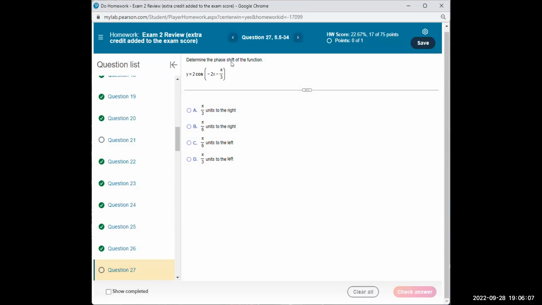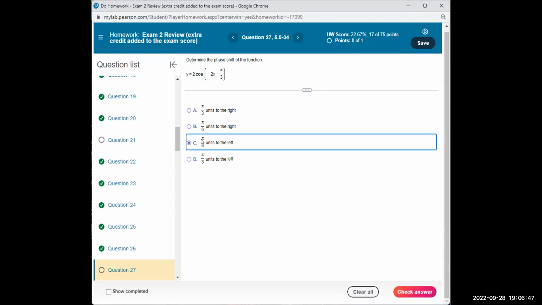Okay, here we have the phase shift is what we're looking for. Now this negative is going to come into play here, okay? Because normally you would have the negative distributed through, and so when we factor the negative out, it's going to be plus pi over 3. So that's going to be to the left, and we're dividing by this constant in front. So it's going to be pi divided by 6, because you have negative pi over 3 divided by negative 2 is going to be pi over 6. And since it's positive, it's going to be to the left.